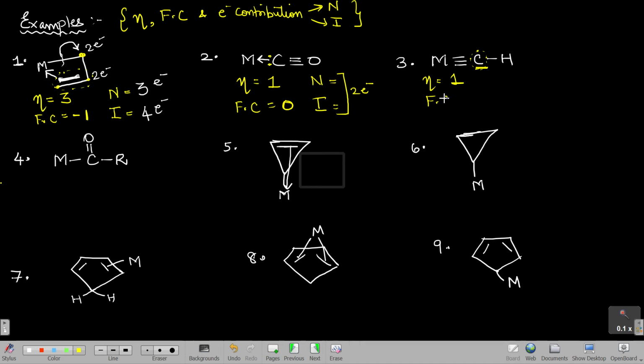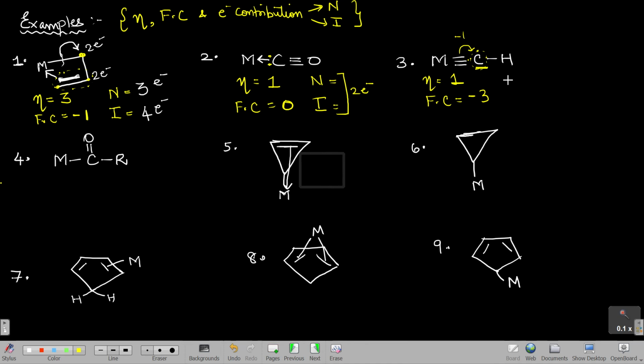Now formal charge. What is the formal charge? Now see, carbon is more electronegative than the metal, right? So whenever you see all 3 bonds are attached to the metal, you cleave all 3 bonds heterolytically towards carbon. So -1, -1, -1. So all 3 electrons. So formal charge is going to be -3. So the carbon is going to have a formal charge of -3.